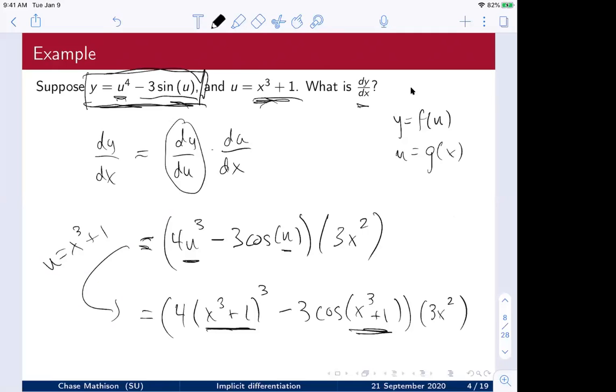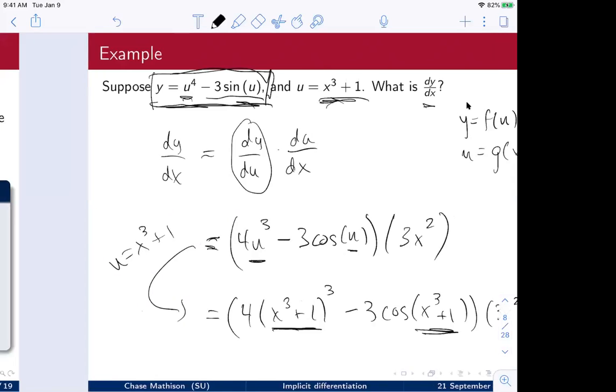Excellent question. Someone says, could we say in this example that y is the outside function and u is the inside function? Yeah, that's exactly what's happening here. y, or f of u, which we're calling y here, is just the outside function, and the inside function is just g of x.